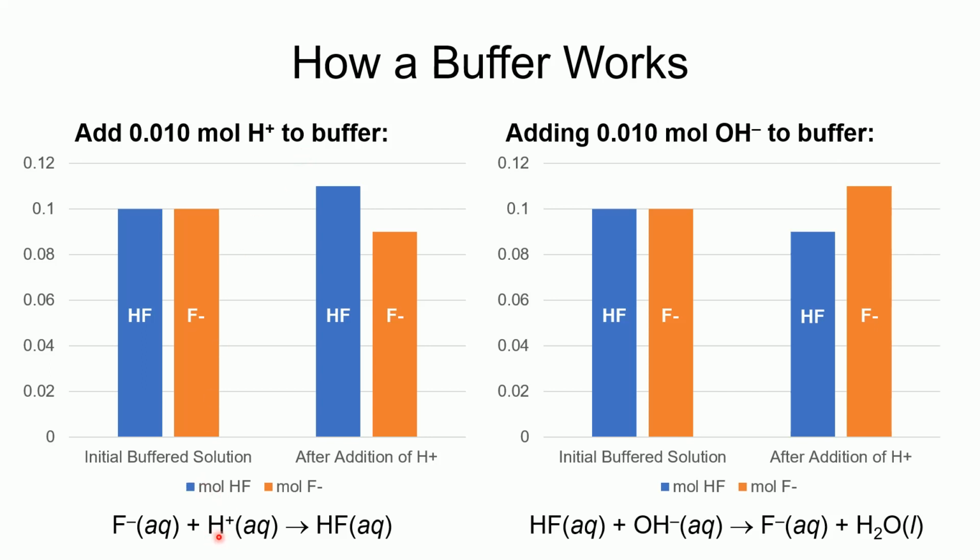But if we add something like hydrochloric acid to the buffer, it will react with the fluoride ion, and it will convert some of that fluoride into hydrofluoric acid. So the number of moles of fluoride would decrease, and the number of moles of HF would increase. But the key feature here is that there's still some of each left. As long as there's some of each left, it is still a buffer.